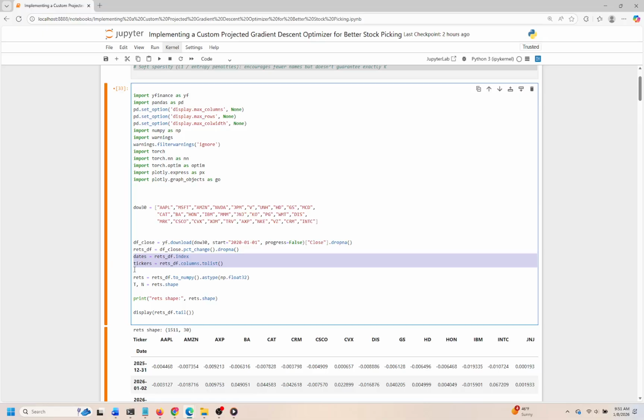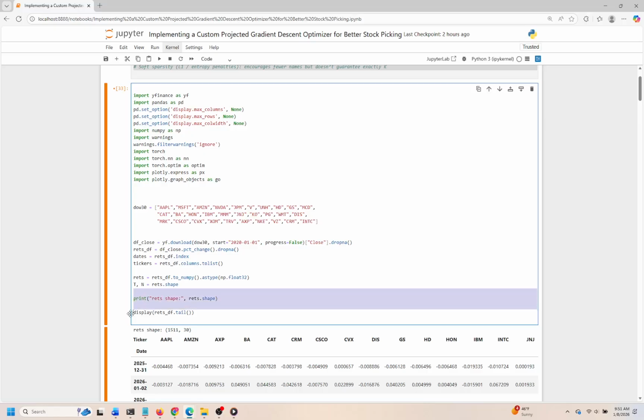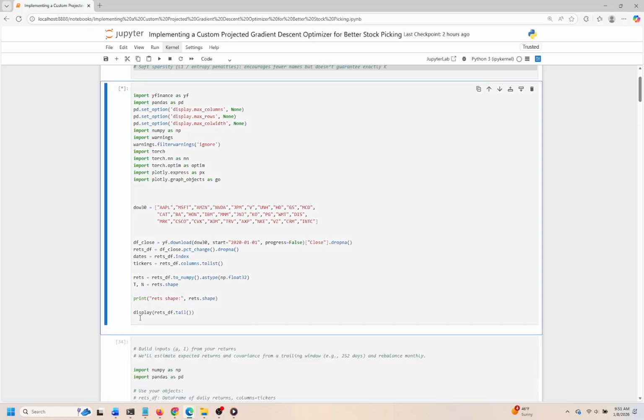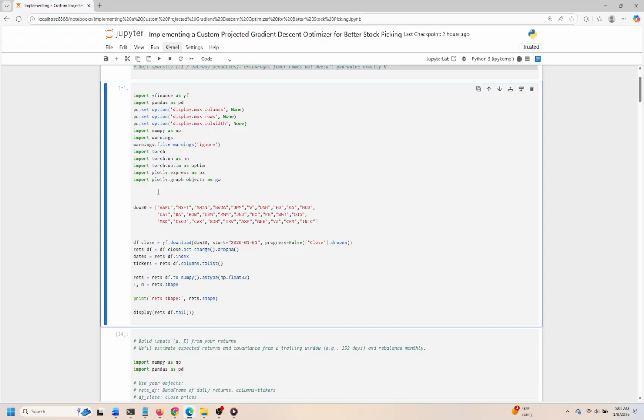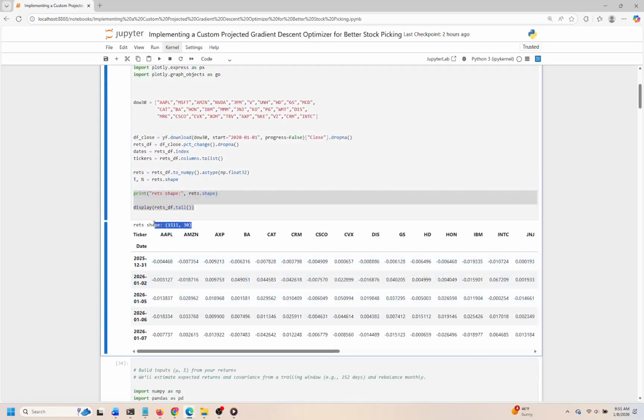Transitioning to the structure of our data, we convert our returns data frame into a NumPy array, optimized for performance in further calculations. We also capture the dimensions of this array, which tells us the number of time periods and stocks involved in our analysis. Finally, we print the shape of the returns data and display the last few entries, ensuring we can see immediately how our data looks at a glance.